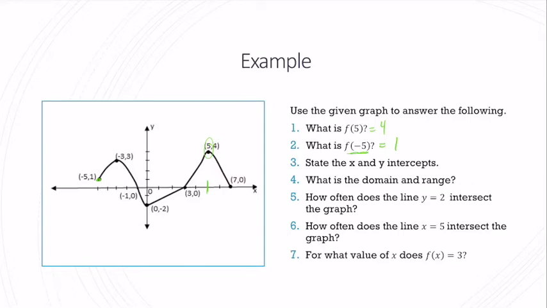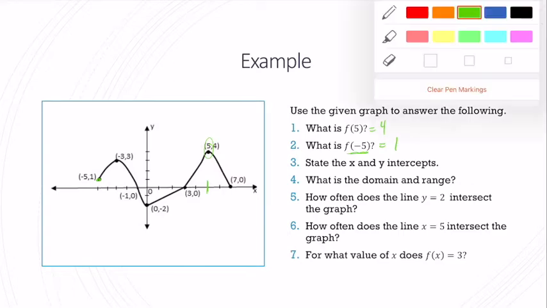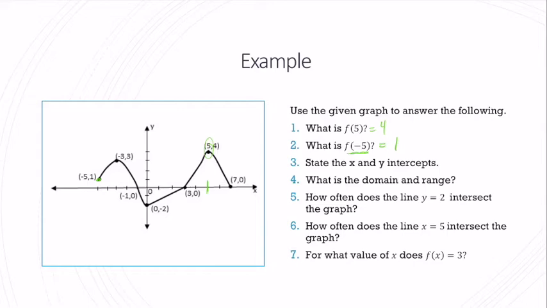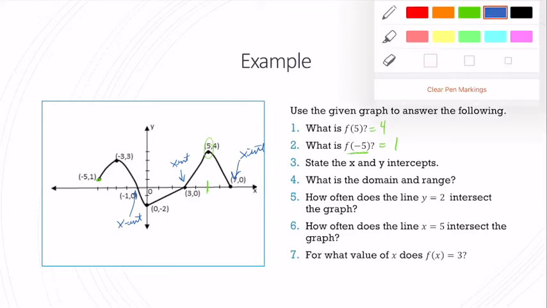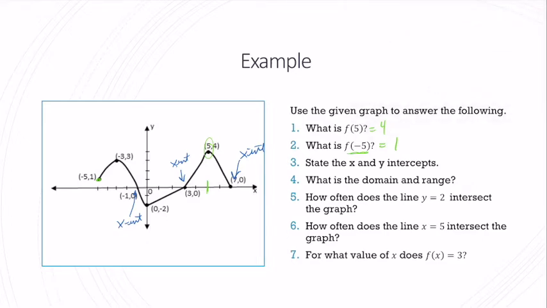State the x and y intercepts. So why don't we just go ahead and label them. My x-intercepts are here when x is 3, and also here when x is -1. So I have 3 x-intercepts. My x-intercepts, remember, that's where y equals 0. I also have a y-intercept. That's right here when x is 0. So here's one of our y-intercepts.